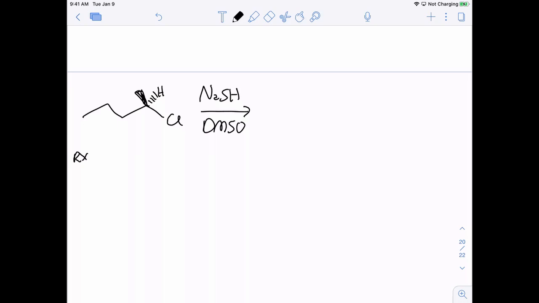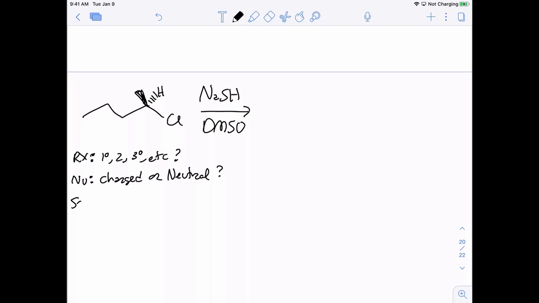So my thought process, the way that I like to go through this, is the first thing I'm going to ask myself is what sort of alkyl halide is it? Is it methyl? Is it primary, secondary, tertiary? Is it allylic? Is it benzylic, etc.? So that's usually the first thing I'm going to do. And then I'm going to look at the nucleophile. Is it a good nucleophile? Is it a charged nucleophile? Or is it neutral?